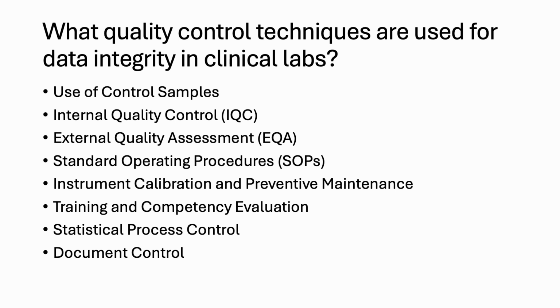Statistical process control. Use of statistical methods and control charts to monitor process performance and identify trends that may indicate potential problems. Document control. Managing documents to ensure they are reviewed, updated, and approved by authorized personnel.